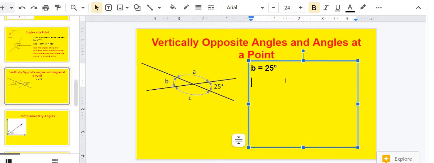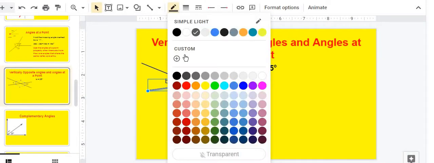Now, we have more than one option to find the other two missing angles, which are angles A and C. We could use the angles at a point property. We could also use the supplementary angles property as well. But both of those properties will work to get you the values for angle A and angle C. Okay, the easier method to use, however, would be the supplementary angles property.